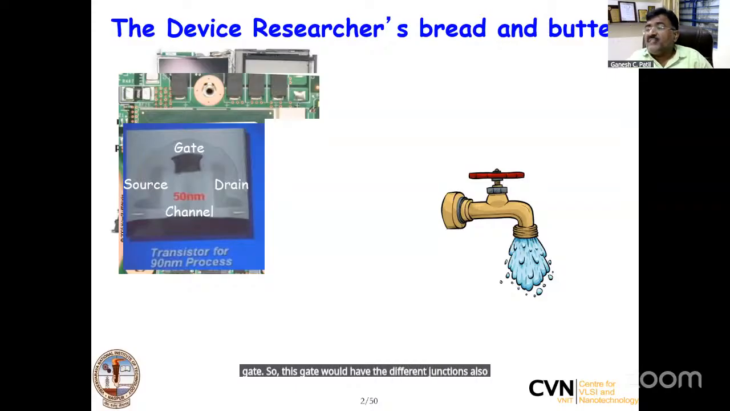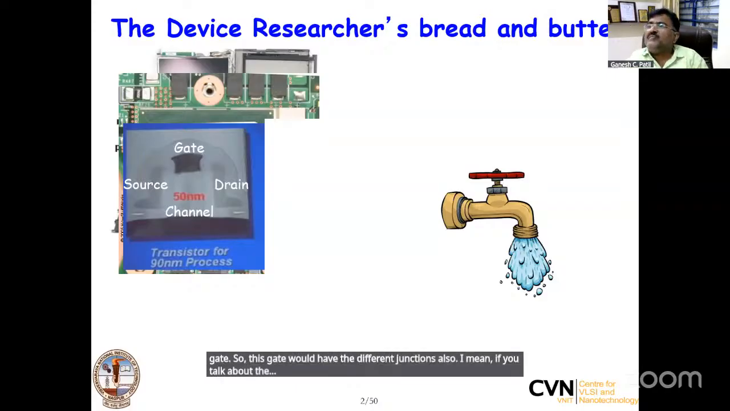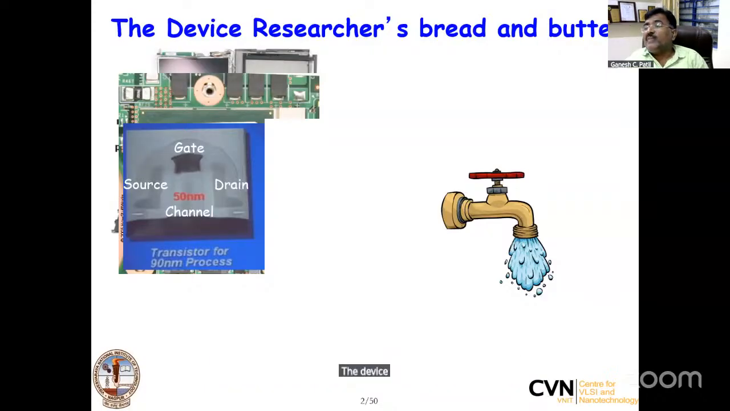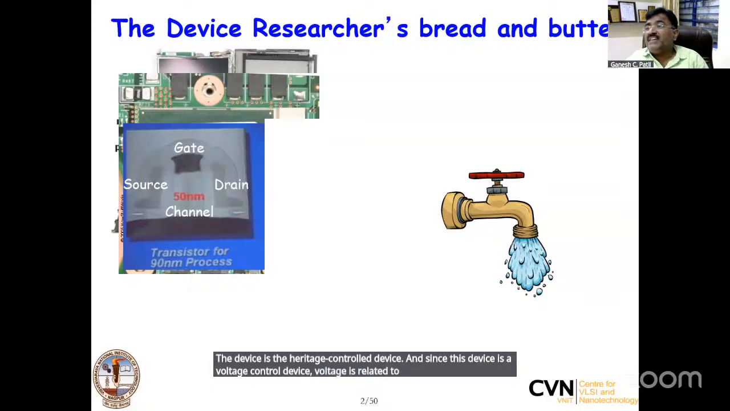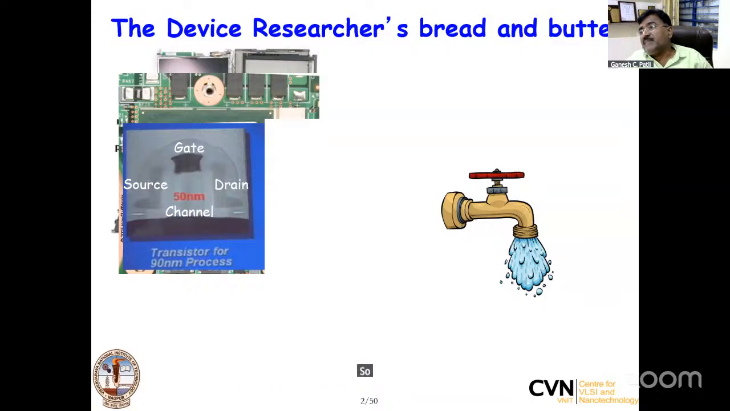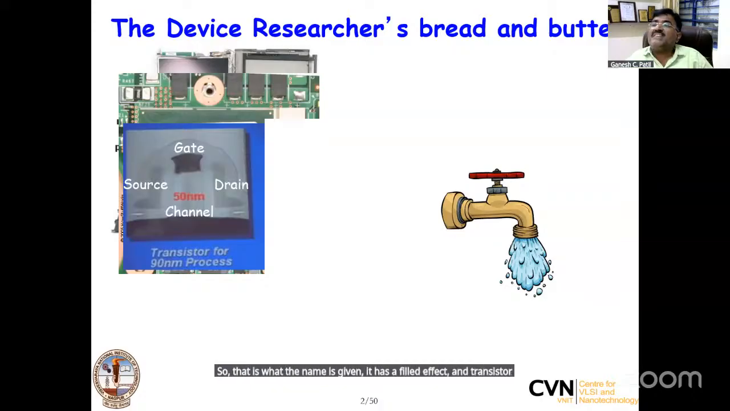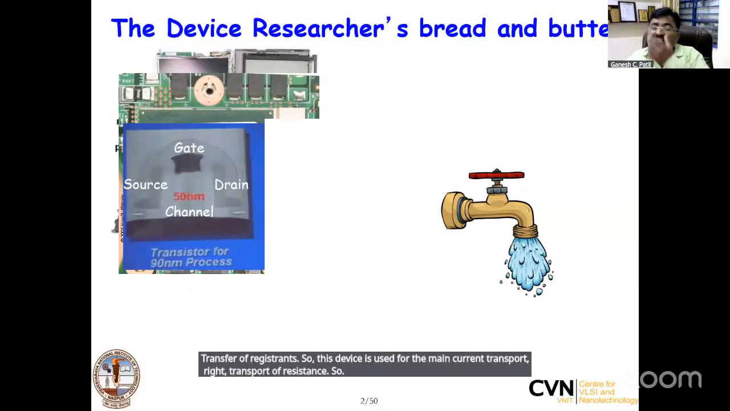If you ask why the name FET is given to this device, the reason was that the device is a voltage controlled device. And since it is voltage controlled, and voltage is related to the electric field, the electric field is minus dV by dx. So that is why the name field effect is given. And for transistor, the name comes from transfer of resistance. So this device is used for current transport, right? Transfer of resistance. So this is a field effect transistor.